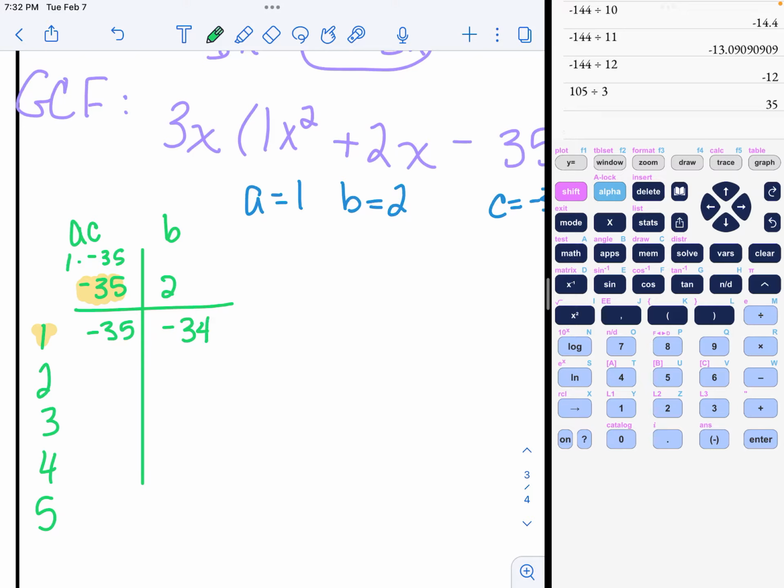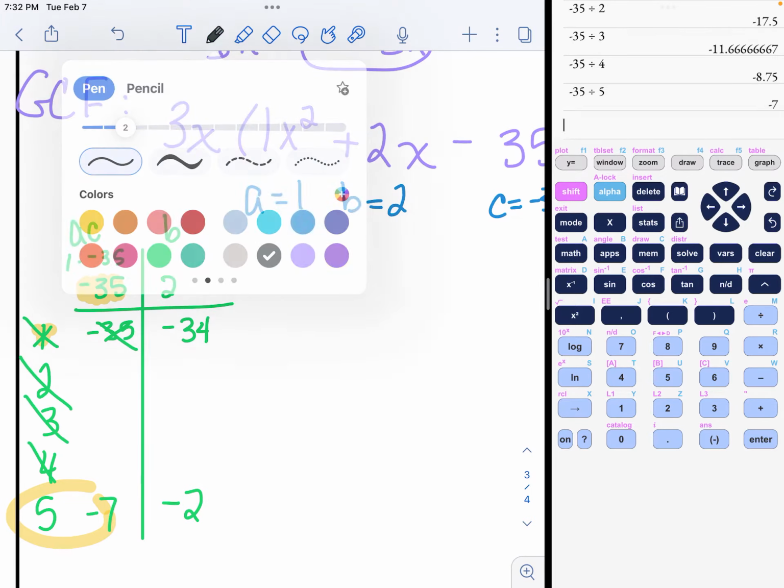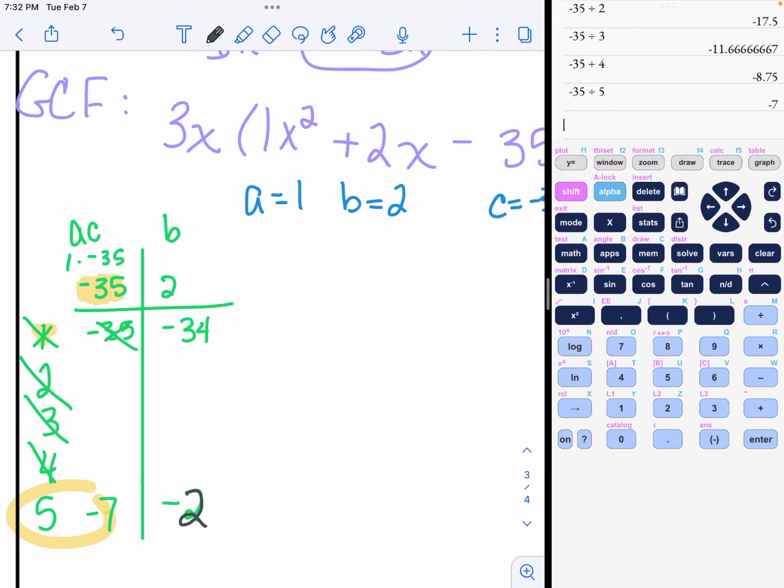So when you add, you get negative 34, which is not correct. Negative 35 does not divide by 2 evenly. Negative 35 does not divide by 3 evenly. Negative 34 does not divide by 3 evenly. But negative 35 does divide by 5 evenly. So I'm going to cross these out because those were decimals, and you get negative 7. When you add those two, I mean those factors right there, you get negative 2. I taught you yesterday that if you get the right number but the wrong sign, because we want a positive, you change all your signs, and that'll do it.